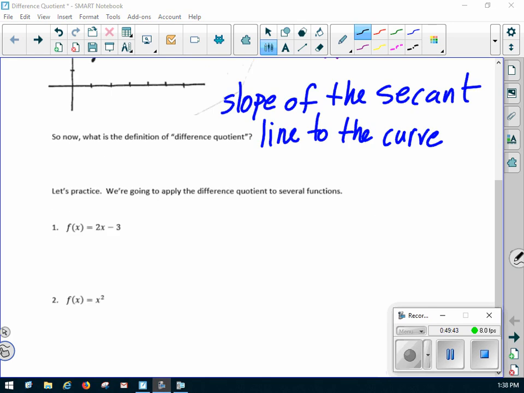Now, so you say, okay, fine, what is this difference quotient thing? All you are going to learn how to do today is to apply the difference quotient to a function. You're like, what does it mean? In this course, it doesn't mean anything. You're just learning the practice of how to do it so that when you take calculus, we can walk right in and get it done, and you don't have to understand the foundation first. Okay?